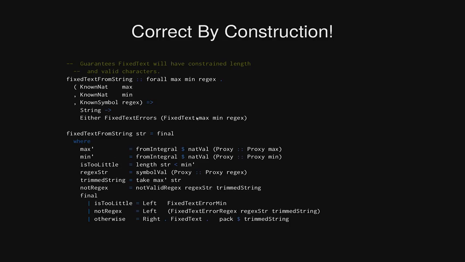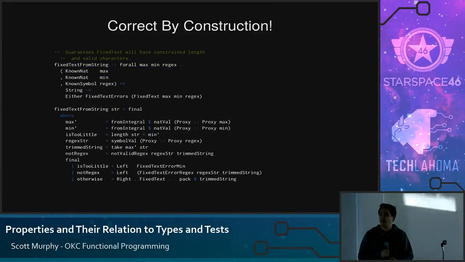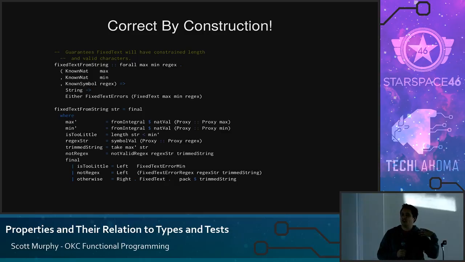And as long as you guarantee that your code only uses these smart constructors, you know that you have a correct construction and that it meets those properties. You have that minimum, maximum, and character class. And what's nice is if you have two different fixed texts and they have different minimums and maximums, they're not equal to each other. So they're actually prohibited from taking each other's place.